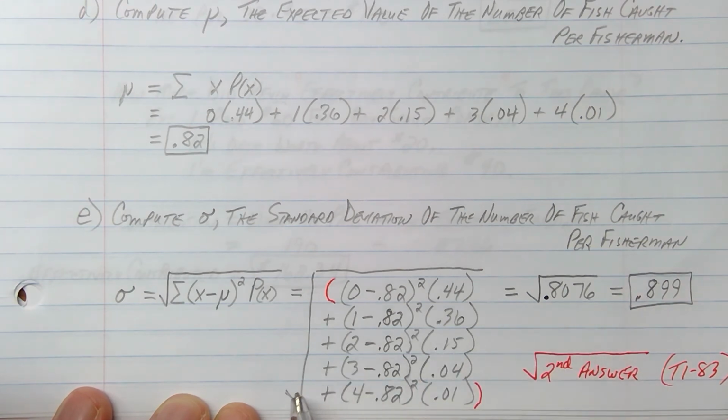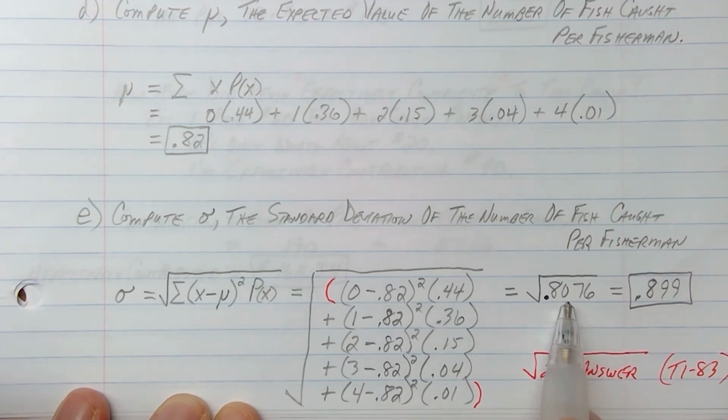Just by the way, if you forget to square root, you'll end up with 0.8076. So you've got to remember to square root or else you'll end up here. All right.